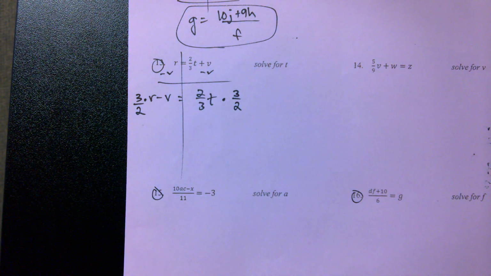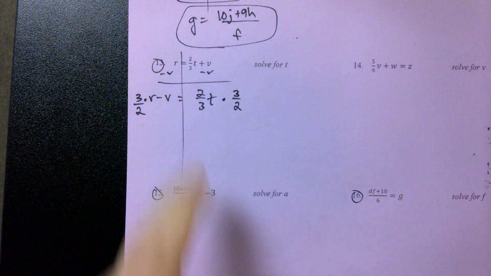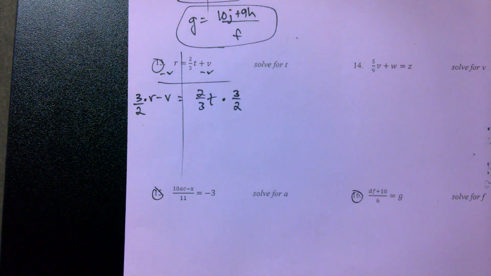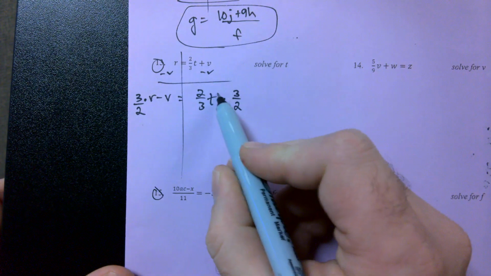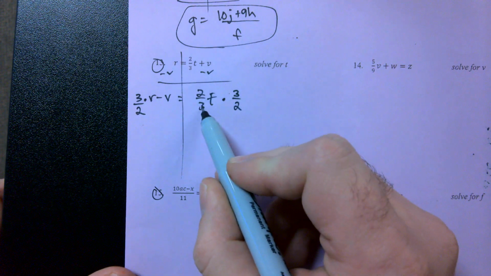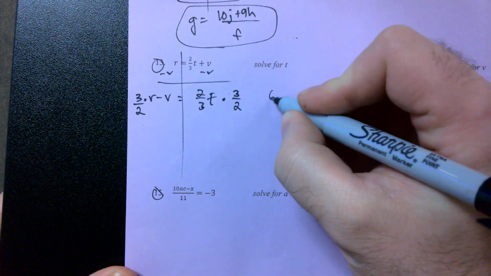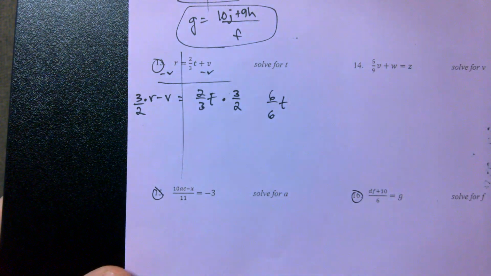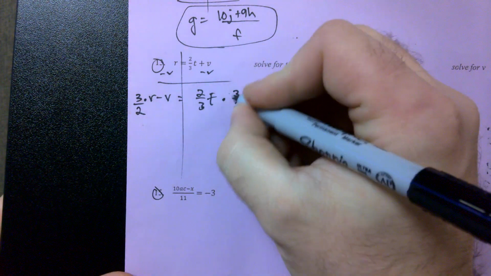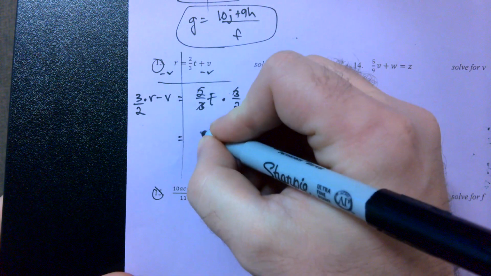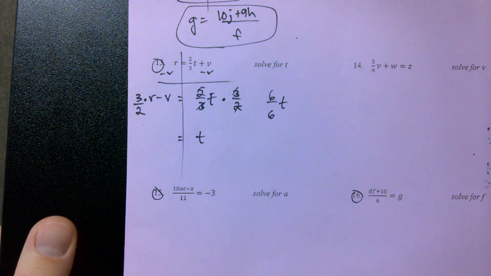What is a reciprocal? Not necessarily the opposite, because the opposite would be a negative 2 over 3. Isaac? Upside down, right? Opposite would imply the sign is changing. I'm just flipping my fraction, because 2 times 3 is 6. 3 times 2 is 6. What's 6 over 6t? Just 1t. So all those cancel out. I got my t all by itself.